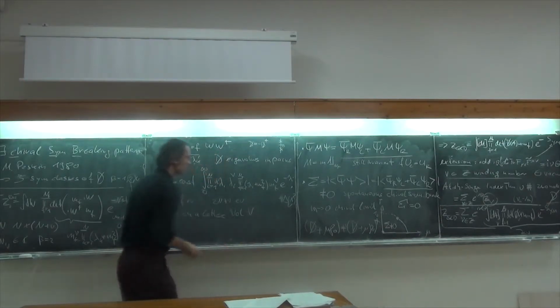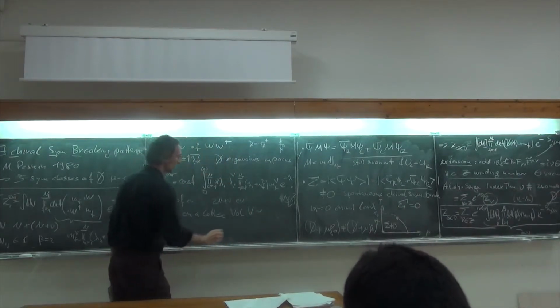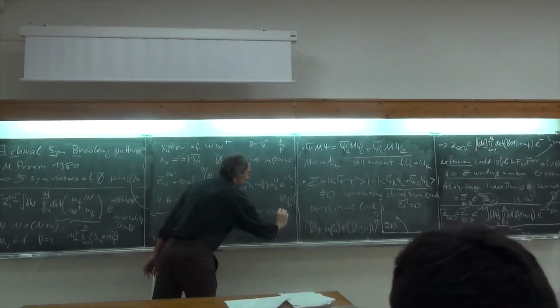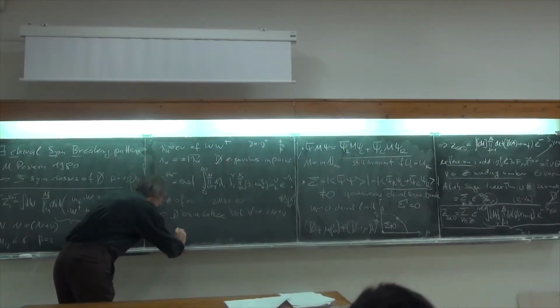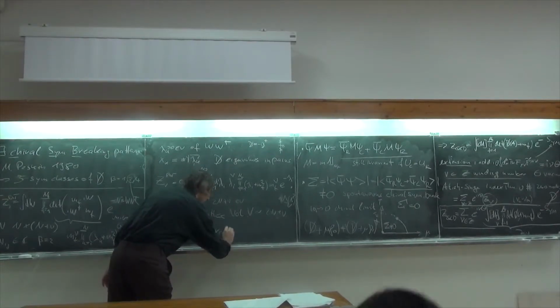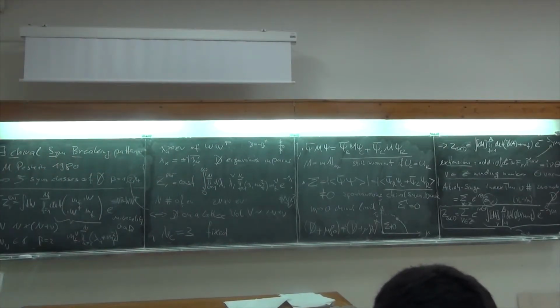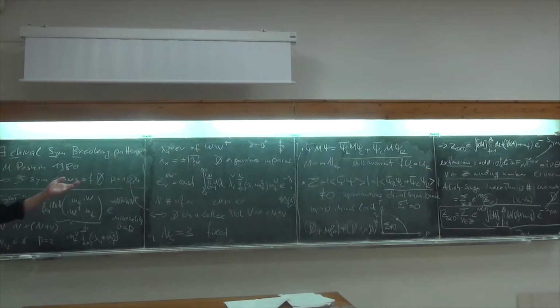Volume V, and then V would just label the number of eigenvalues. Okay, and let me write again: NC is 3 or 4 or 5, 6. So NC, number of colors, has nothing to do with the number of eigenvalues. The number of eigenvalues will go to infinity if we want to make a continuum limit.